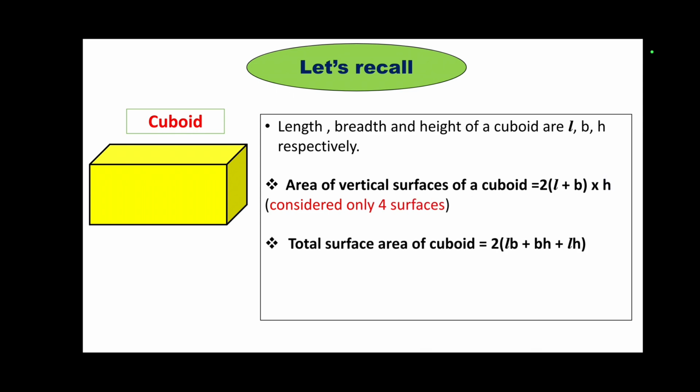Now the second one is the total surface area of a cuboid. That is 2 (length into breadth plus breadth into height plus length into height). Here we consider all 6 surfaces. And the last one is the volume of a cuboid: length into breadth into height. So these 3 formulas are there for the cuboid. The first one is the vertical surface of a cuboid, the second one is the total surface area of a cuboid, and the last one is the volume of a cuboid.